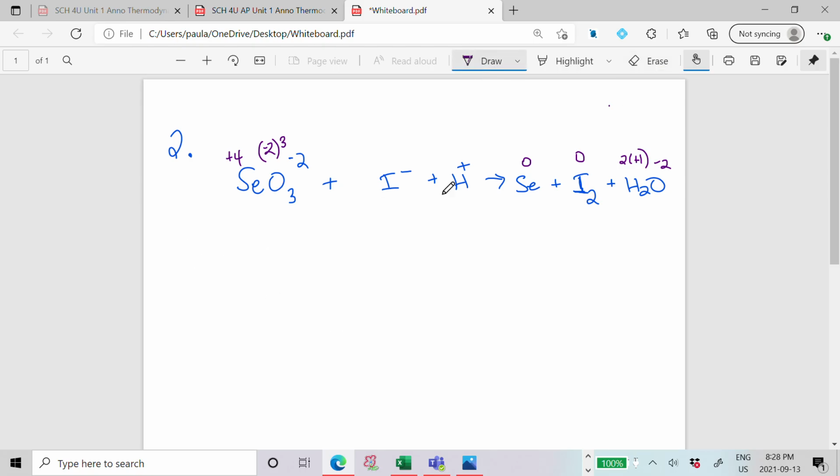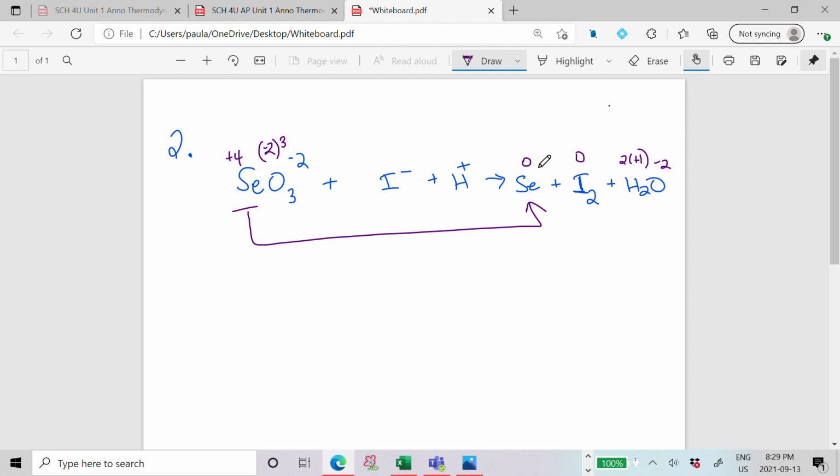Okay, so now we want to look on both sides to see who's experiencing a change in oxidation state. So it's selenium. Before I figure out how many electrons are being lost or gained, I want to make sure that this is balanced. When you pre-balance, you're not balancing all the elements, only the ones that are specifically involved in being oxidized or reduced. So in this case, selenium is going from +4 to 0.